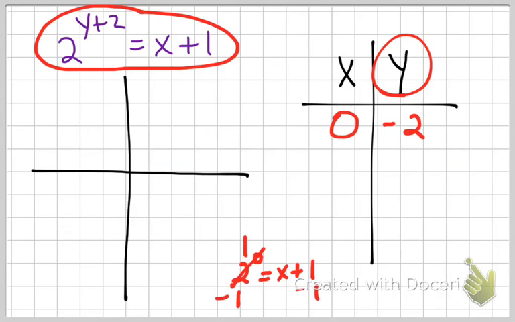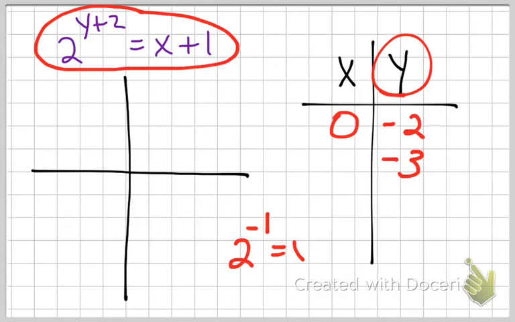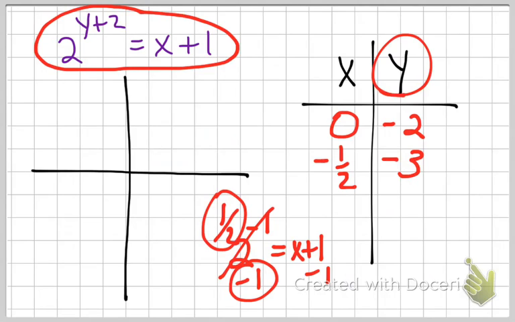And then the next one I'm going to try is when y is -3. If y is -3, then I would have 2 to the -1 power equals x plus 1. 2 to the -1 power is 1/2. If I subtract 1 from both sides, then I have 1/2 minus 1, which is -1/2.